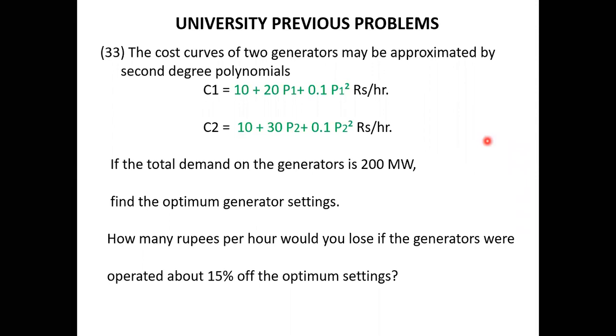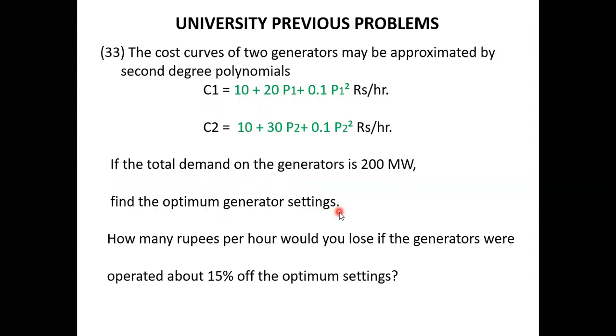Now let's take this problem. The cost curves of two generators may be approximated by second degree polynomials, that is C1 and C2. And I already told you that some may use C and others may use F. Both are the same only. Fuel cost can be represented by using C or by using F. Don't confuse between these two. And if the total demand is equal to 200 megawatts, then find the optimum generator settings.